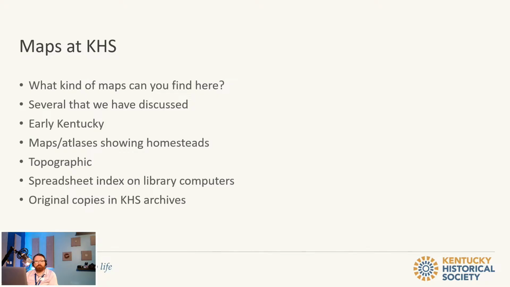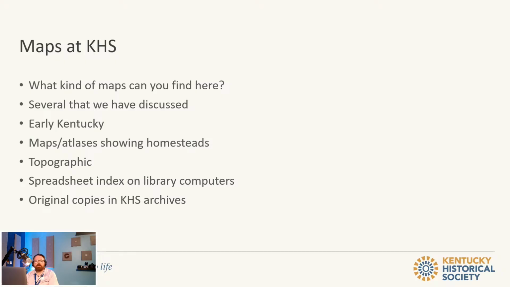I know I got this a little out of order, but now I'm going to go over a little bit of the maps that you could find here at KHS. Several we have discussed, like the map atlases that show the homesteads. We've got some topographic maps, and maps relating to early Kentucky. There are also ones that show plats, or where people were living in different counties and sections of towns.